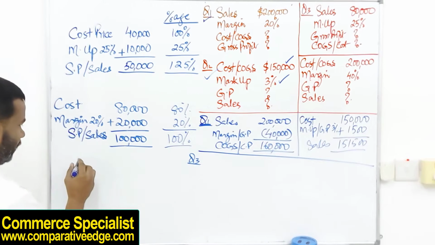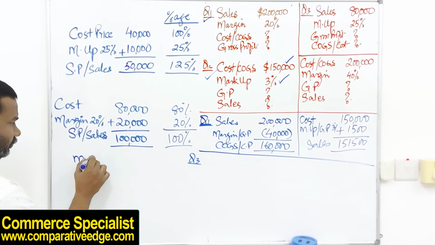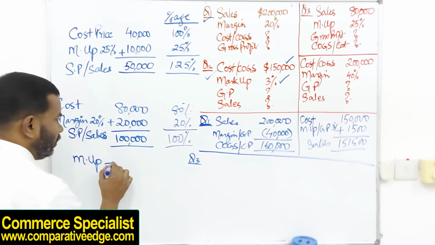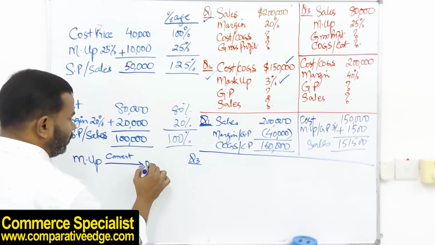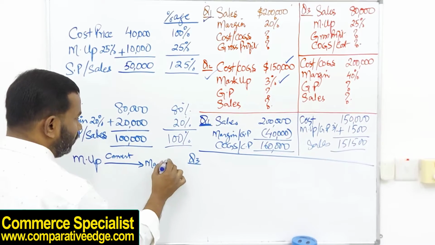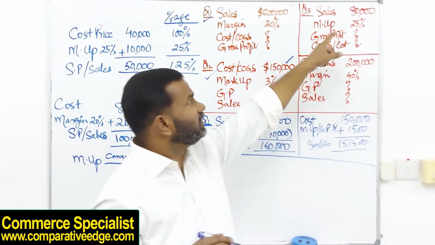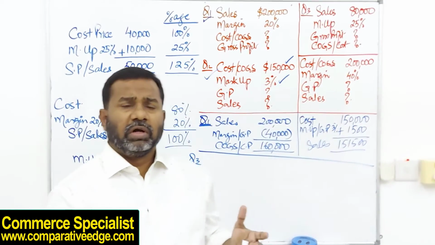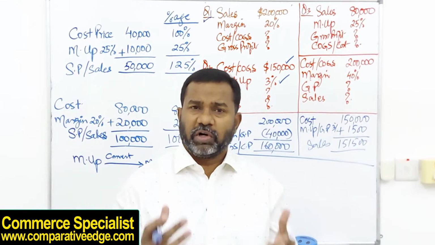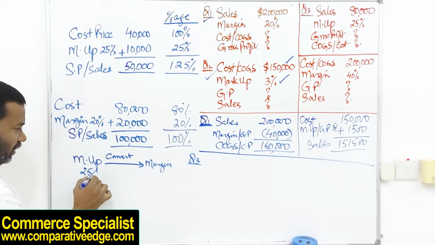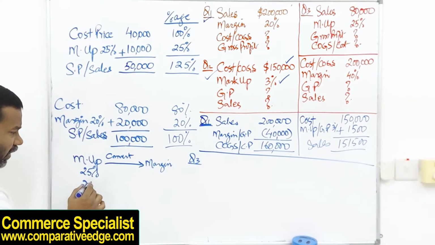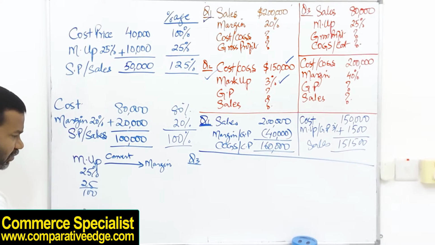I'm doing it here. We have markup and I want to convert markup to margin. Reason being, I'm given sales, so markup is not very useful for me. I need margin. So how much is markup? Markup is 25%. 25%, ladies and gentlemen, means 25 upon 100. In terms of fraction, it will be 1 upon 4.